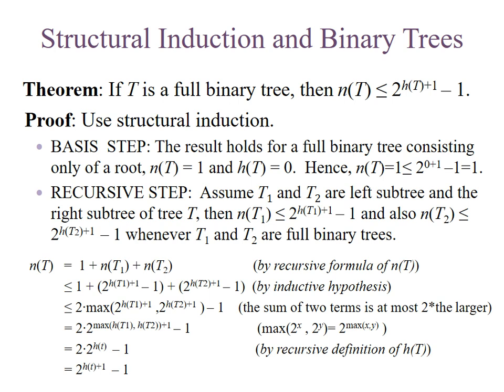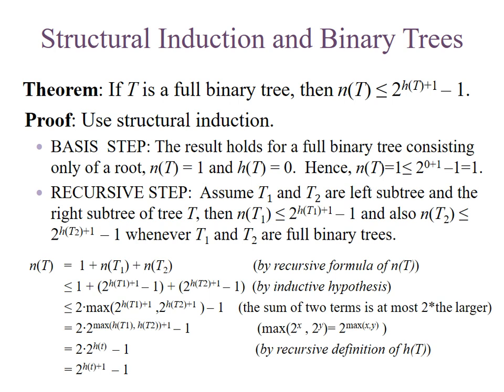As the recursive step, we have T1 and T2 as our left and right subtrees. Then we assume this property holds for the elements used to construct a new element. So if we have T1 and T2, the property holds for T1 and T2. Therefore, we can write n of T1 is less than or equal to 2 to the power of h of T1 plus 1, minus 1. And this property also holds for T2.